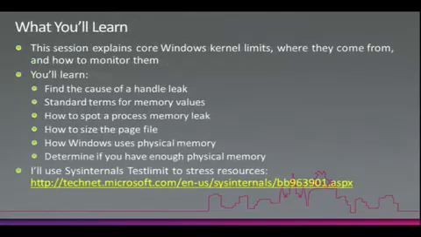So in this session, what I'm going to try to share with you is an explanation of some of the core kernel limits and where they come from. Some of them actually come from hardware. Some of them come from the Windows architecture. Some of them come from licensing. So you understand for a particular version of Windows on a particular box where those limits are coming from and what they are. And in terms of practical knowledge, because knowing the limits is all well and good, but what can you do with it?